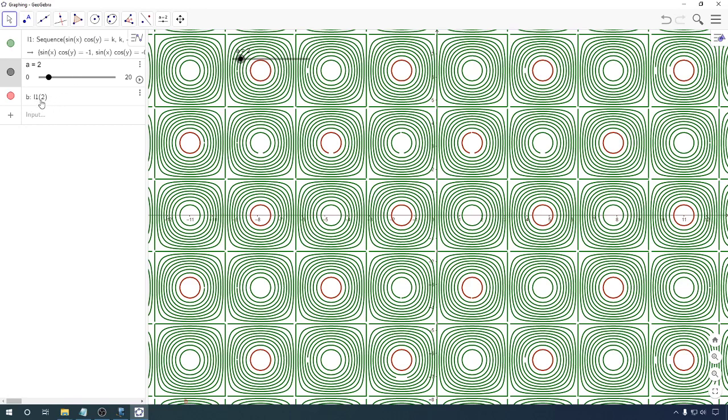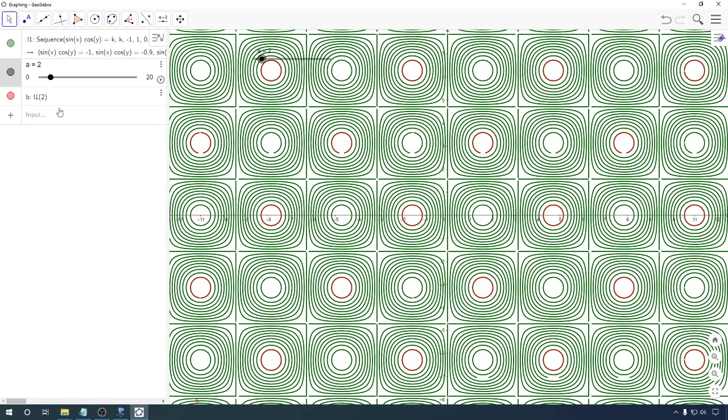So here, L1, that's the name of the list. That's giving me the curve that has the formula sine of x cosine of y equals negative 0.9. Maybe I'll make that a little easier to see. Come on, stop lagging. Okay, so what we can basically see is that sine x cosine y equals negative 0.9 is all the curves that are in red, because I've essentially taken those and colored them red.